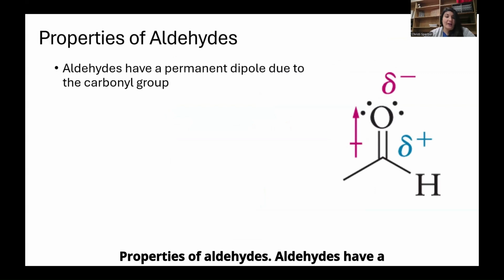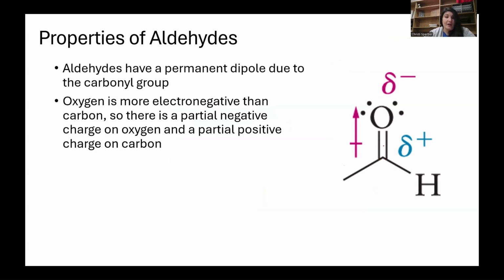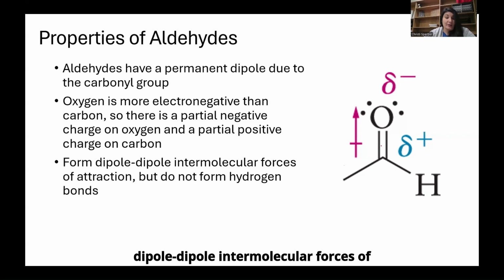Properties of aldehydes. Aldehydes have a permanent dipole due to the carbonyl group. All carbonyl-containing functional groups have a permanent dipole since the carbon has a partially positive bond and the oxygen has a partially negative bond. Oxygen is more electronegative than carbon, so there's the partial negative charge on oxygen and the partial positive charge on carbon. This forms dipole-dipole intermolecular forces of attraction, but there's no hydrogen bonds. There's no oxygen-hydrogen bond or nitrogen-hydrogen bond in this molecule, therefore there are no hydrogen bonds in aldehydes.